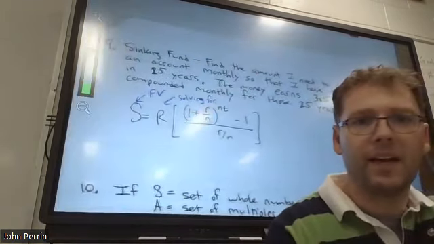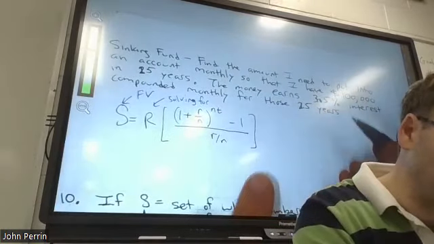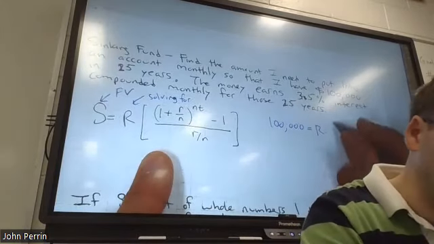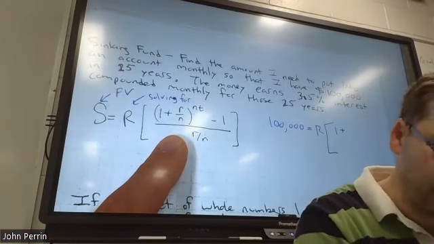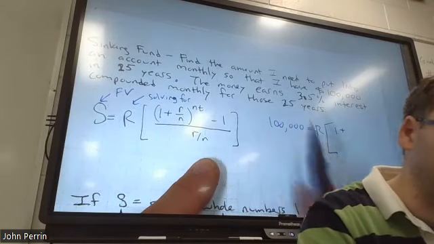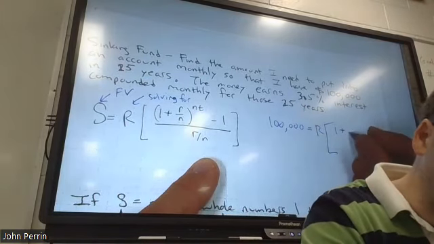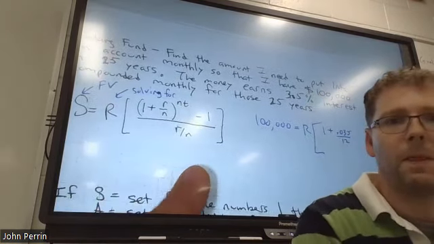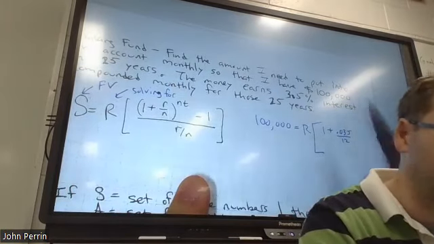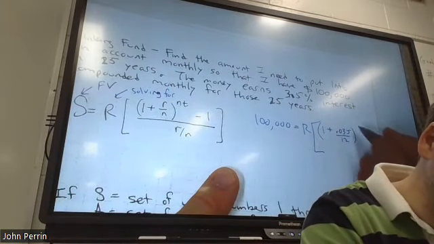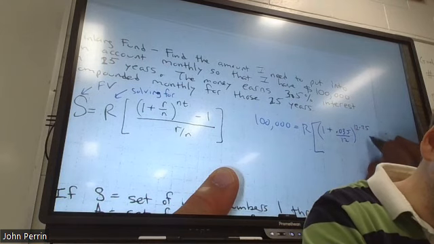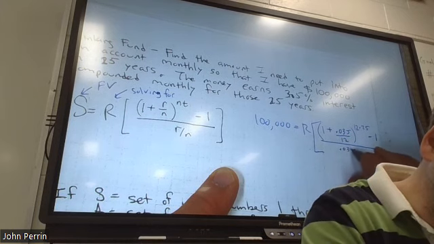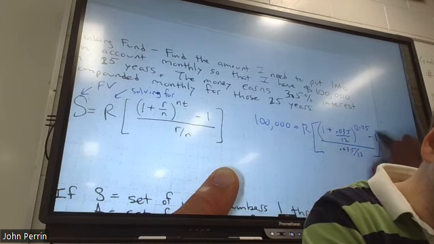So let's put in the data that we have. We have $100,000. We have R, which we do not know. We have 1 plus our rate, 3.5%. We're going to slide that decimal twice over to get 0.035. That's over 12. Why 12? We're compounding this monthly, so 12 months in a year. Raised to the 12 times 25. And there's a minus 1 on the end of all of that, divided by 0.035 over 12 on the bottom.